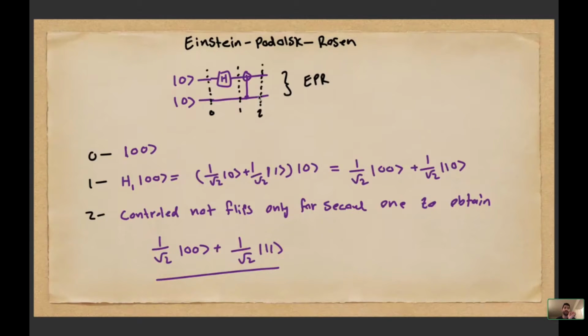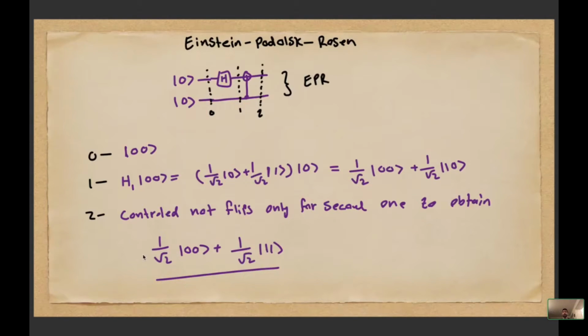And the way we do that is we apply a controlled NOT. If you remember, a controlled NOT, if the first bit is 0, it doesn't do anything. If the first bit is 1, it flips the second bit. So again, we apply a controlled NOT to this state. Here, because the first bit is 0, it doesn't do anything. But here, because the first bit is 1, it flips the 0 to a 1. And then we end up with the EPR state as we wanted.